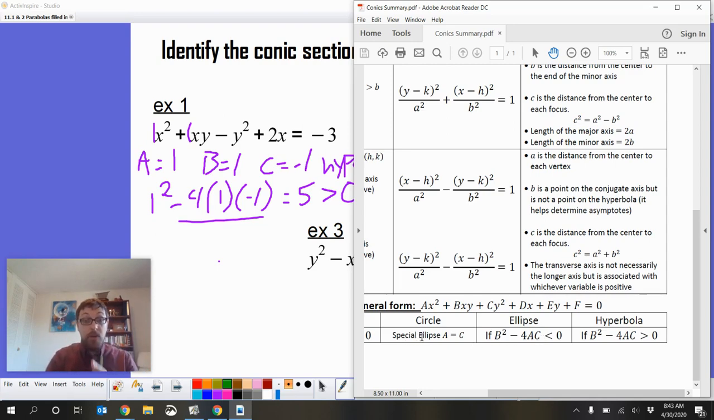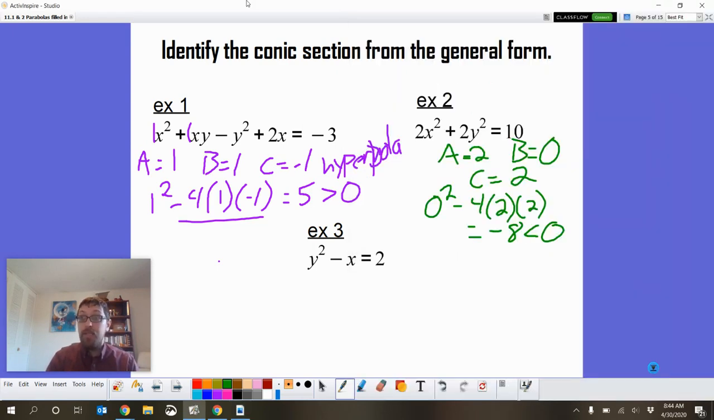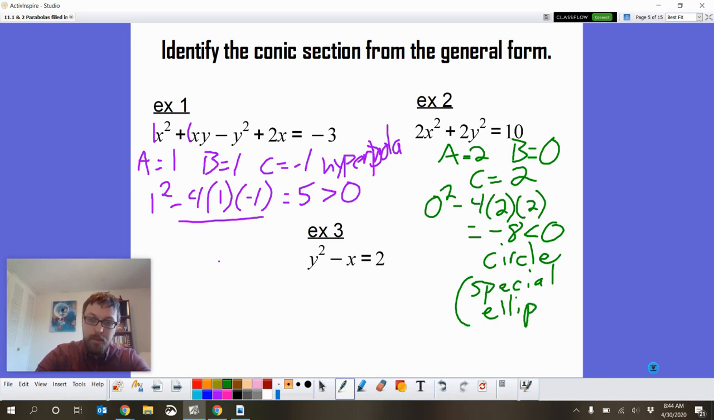But wait, ellipse has a little special caveat. A circle is a very special ellipse. So first you check this. You've got an ellipse, but is it the nice perfect circle one? Are A and C the same? Yeah, our A value and C value are the same. So this thing is a circle. It's a special ellipse, since A and C were the same value, they were both 2.